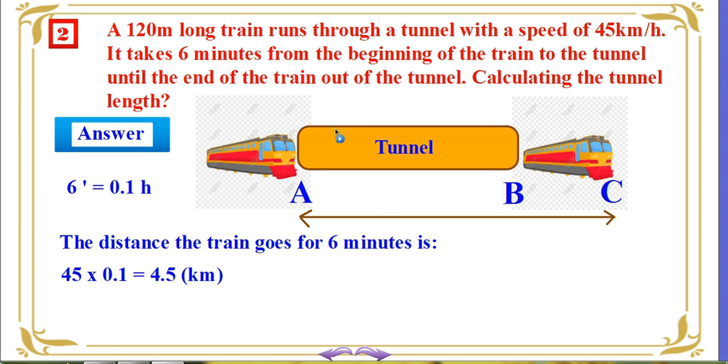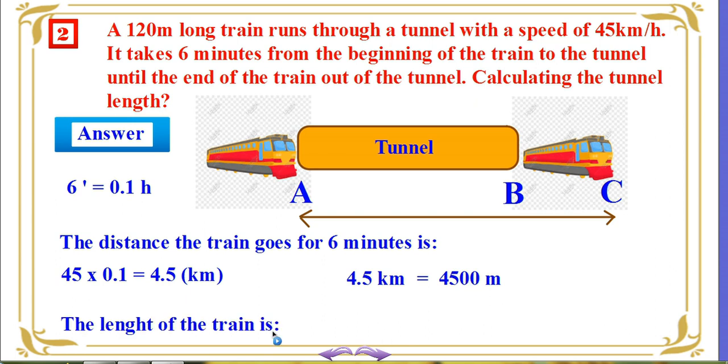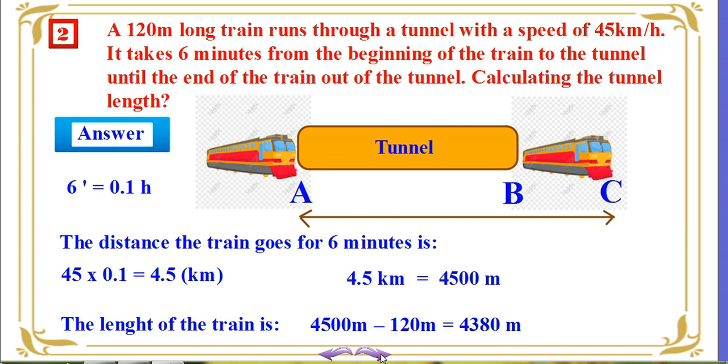So we convert them back to the same units. We convert 4.5 kilometers to meters by multiplying this number by 1000, and we have the result 4,500 meters. So the length of the train is calculated by subtracting 4,500 meters from 120 meters. And we get 4,380 meters. We finish exercise number 2 and move on to exercise number 3.